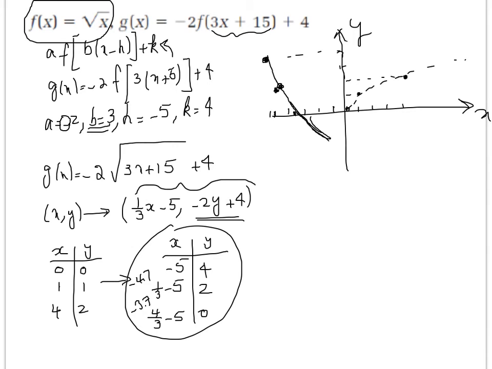And we can also find the y-intercept easily by setting x equal to 0. If we set x equal to 0, then g of 0 becomes negative 2 square root of 3 times 0 plus 15, plus 4, which is going to be equal to about negative 3.7. So it's going to be somewhere around here.